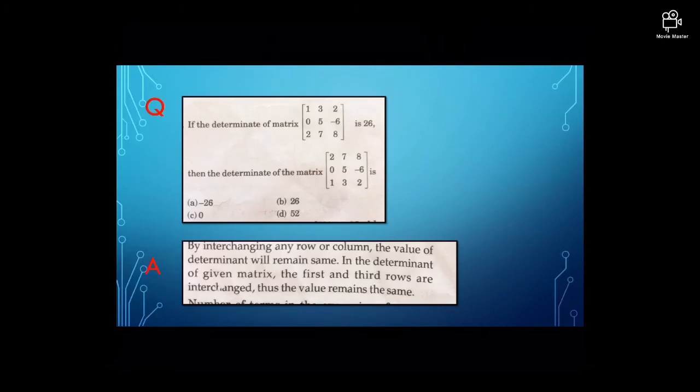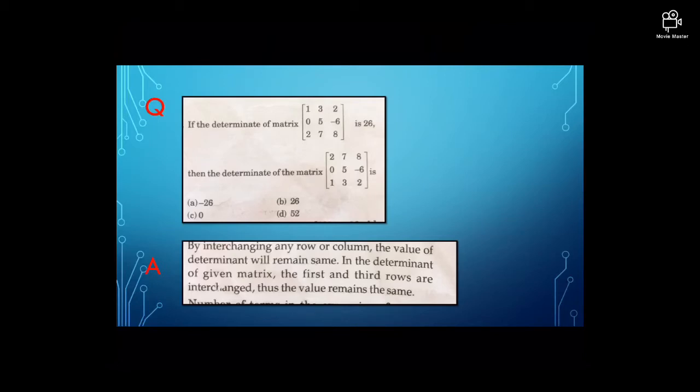Next question, if the determinant of matrix 1 3 2 0 5 minus 6 2 7 8 is 26, then the determinant of the matrix 2 7 8 0 5 minus 6 1 3 2 is what? So we know when we interchange any row or a column of a matrix, the value of the determinant will be the same.